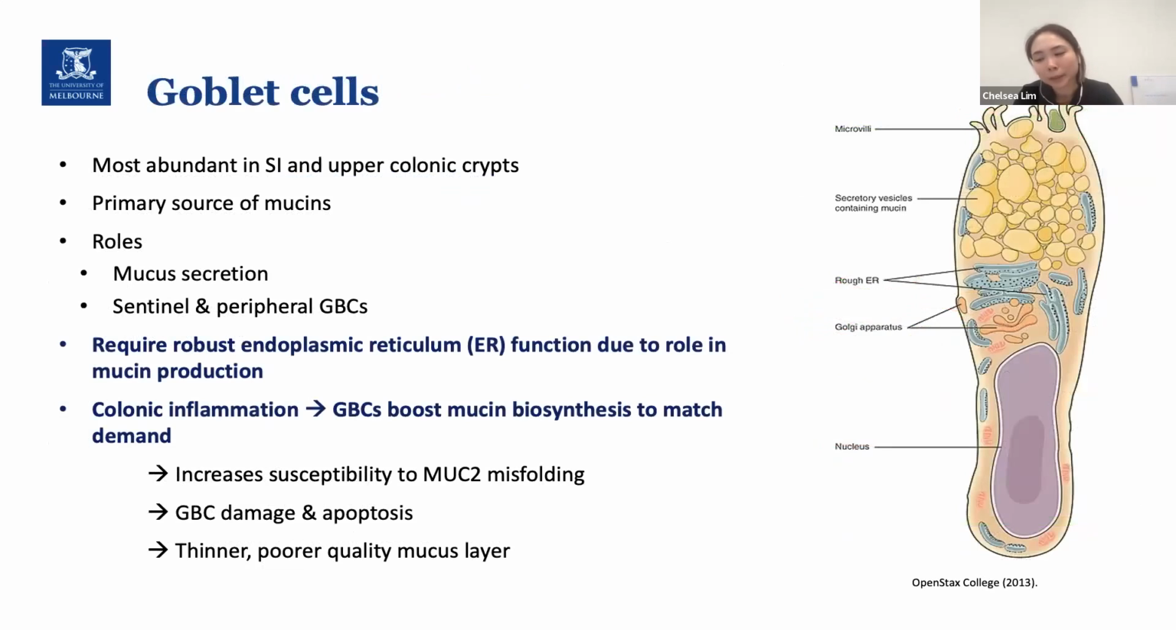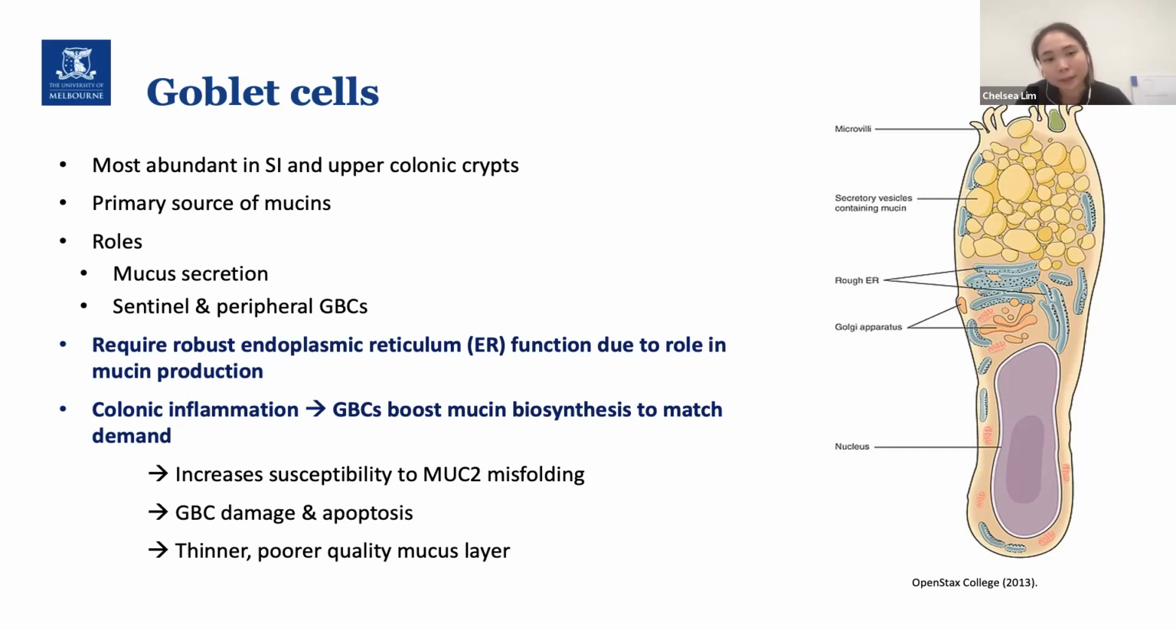Goblet cells are the most abundant in the small intestine and upper colonic crypts. They are the primary source of mucins and contain mucus-filled membrane-bound granules as seen here. Goblet cells are responsible for mucus secretion, which usually occurs at basal levels by sentinel goblet cells. However, it can also occur rapidly during inflammatory or infectious stimuli by peripheral goblet cells.